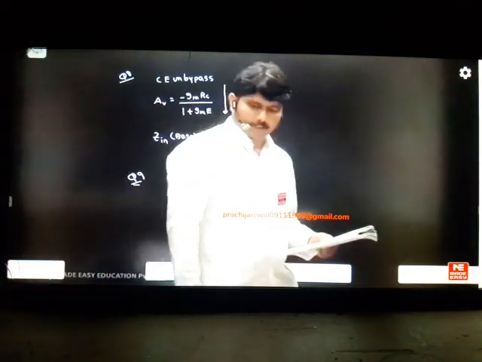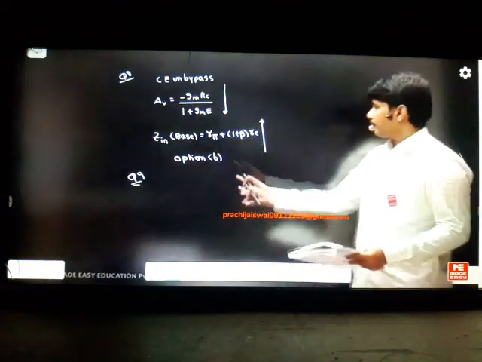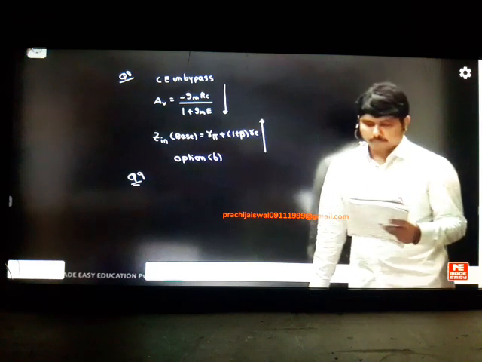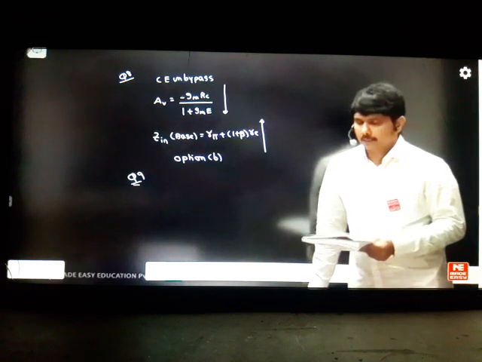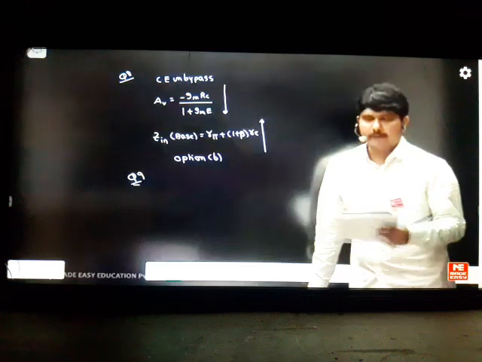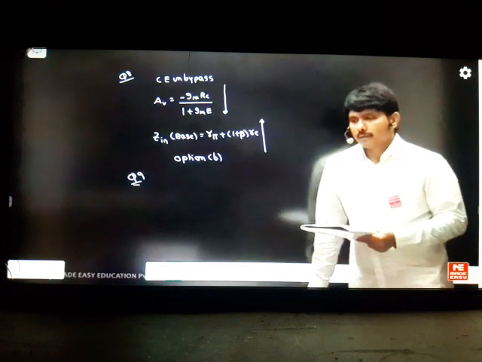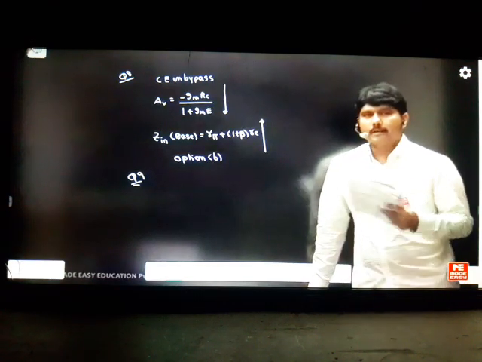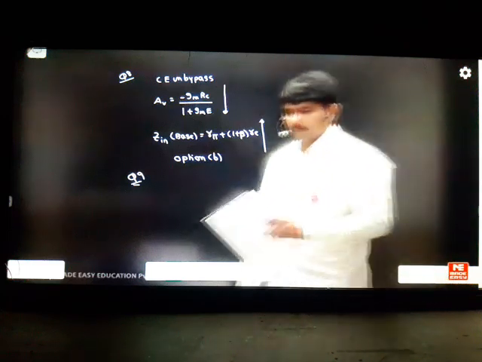Option B is correct for the 8th question. Input impedance will increase and voltage gain will decrease. That is correct. And the 9th question is asking you, gain bandwidth product FT, what you mean by that definition. It is the frequency at which common emitter short circuit current gain reduces to unity. So beta of the transistor should fall to unity.